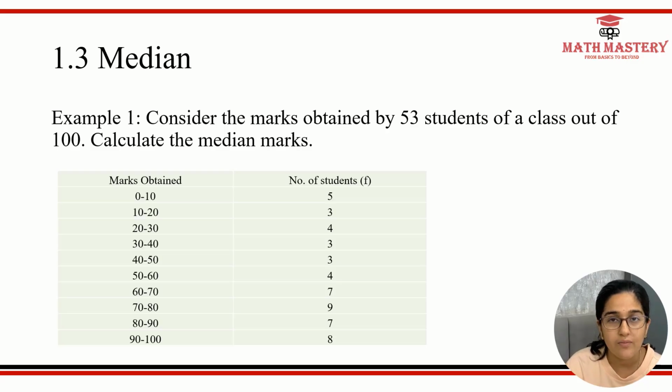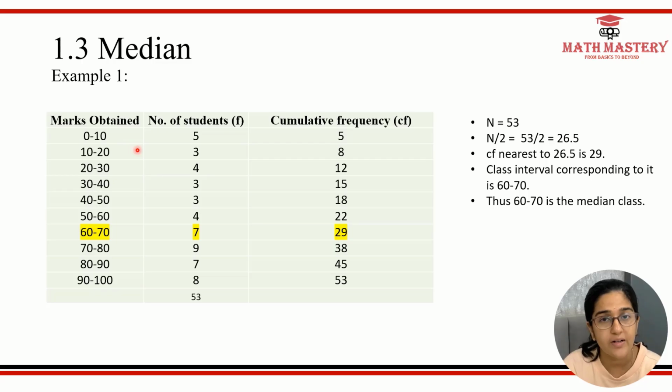Whenever we have to calculate a median, the cumulative frequency which we have to calculate is the less than cumulative frequency. Once you have identified the class intervals and number of students, I'll give you a brief of it. Cumulative frequency for less than 10 is equal to 5. For 10 to 20, the cumulative frequency will be less than 20.